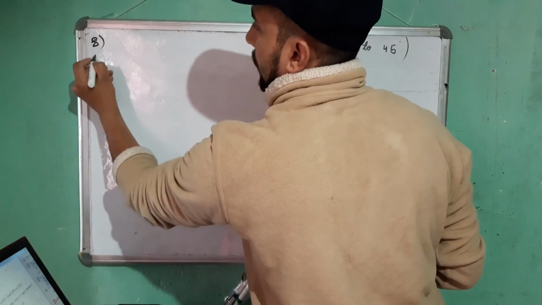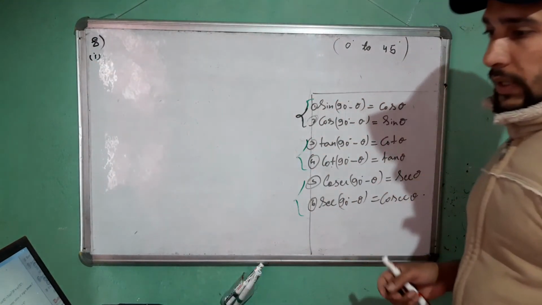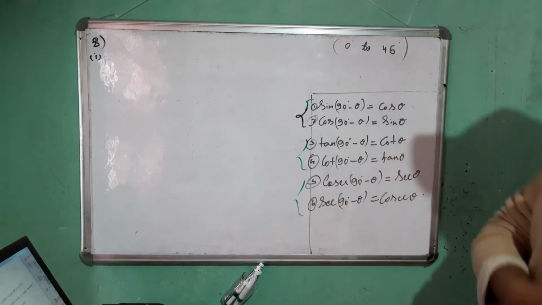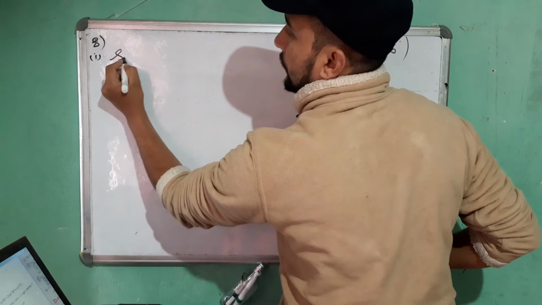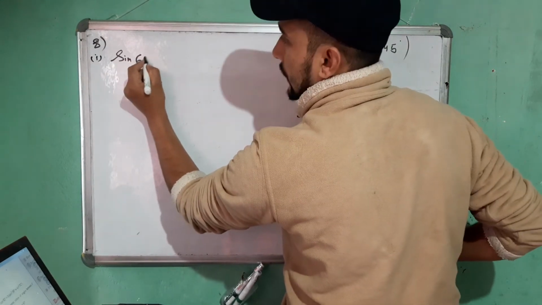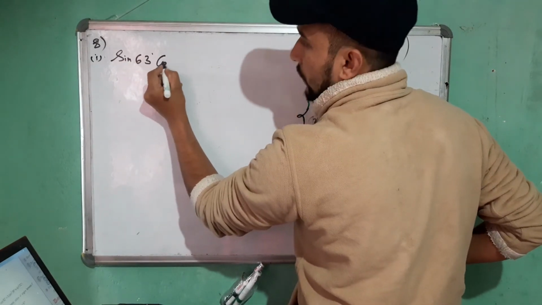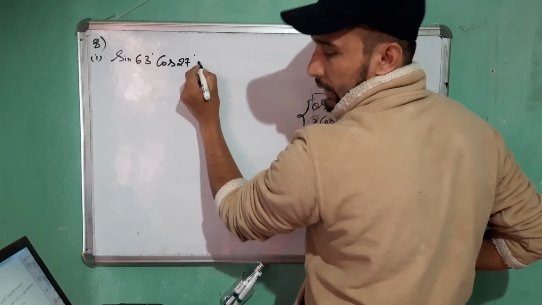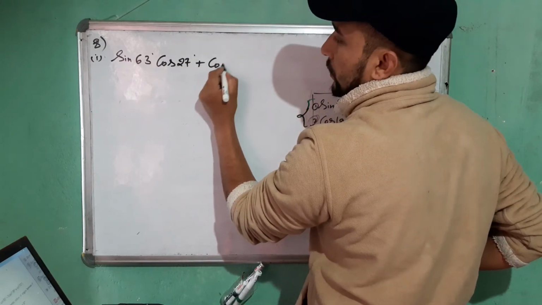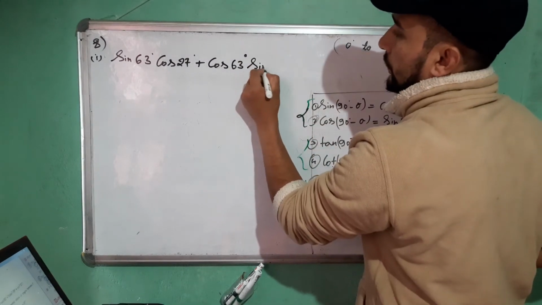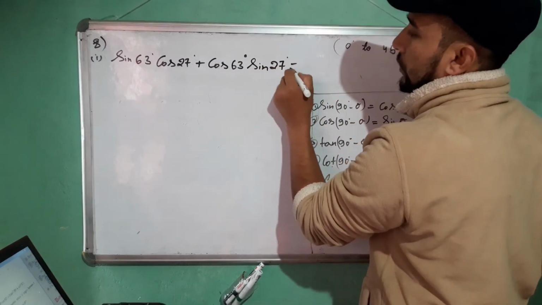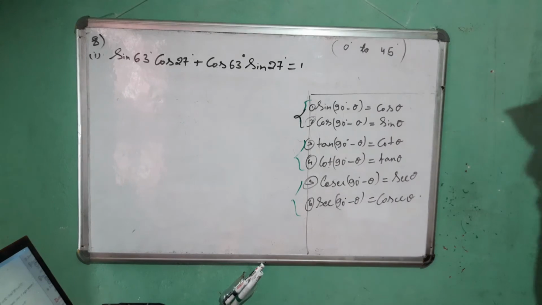Question number 8, number 1. Question number 8 is also you have to prove. Okay, prove. Number 1, you have sine 63 degree cos 27 degree plus cos 63 degree sine 27 degree is equals to 1. We have to prove this.